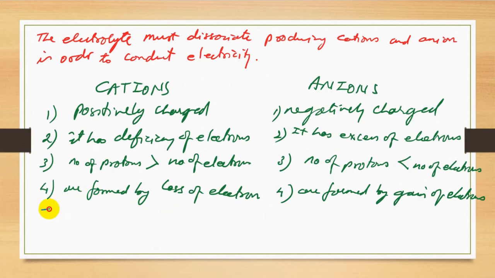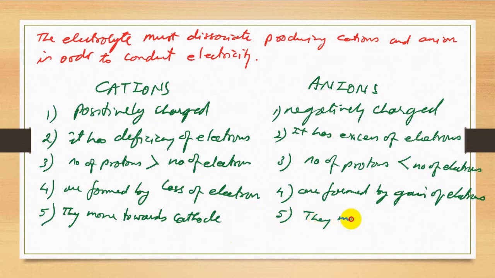Then the fifth one, cations move towards the cathode. Cations will move towards cathode, and anions move towards the anode.